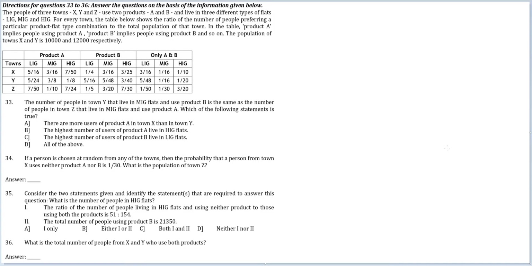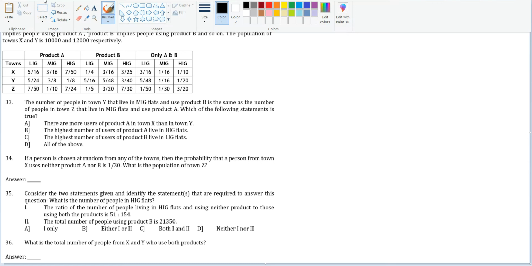Let's look at this question. The people of three towns X, Y, and Z use two products A and B and live in three different types of flats: LIG, MIG, and HIG. For every town, the table shows the ratio of the number of people preferring a particular product-flat type combination to the total population of that town. In the table, product A implies people using product A, product B implies people using product B, and so on. The population of towns X and Y is 10,000 and 12,000 respectively.